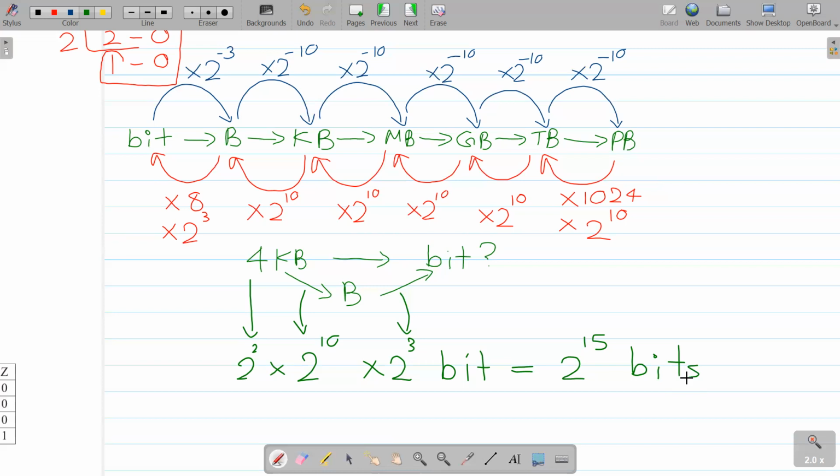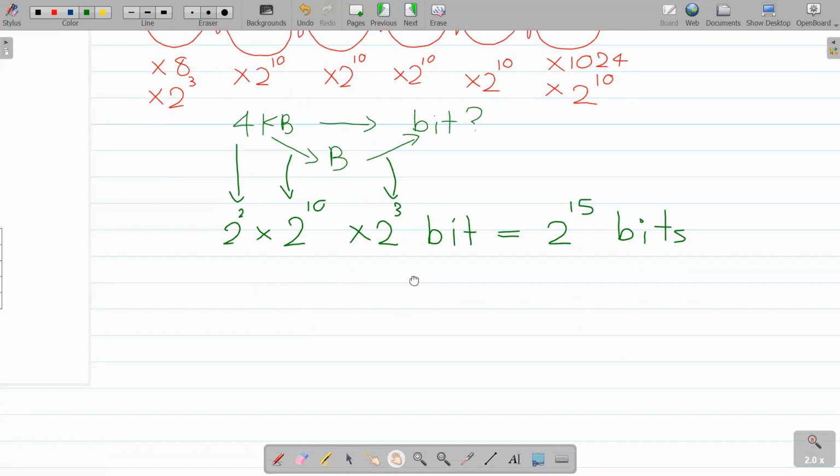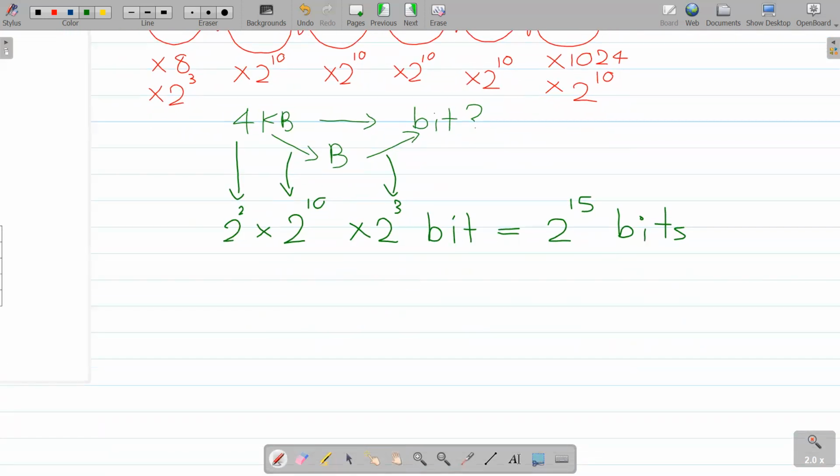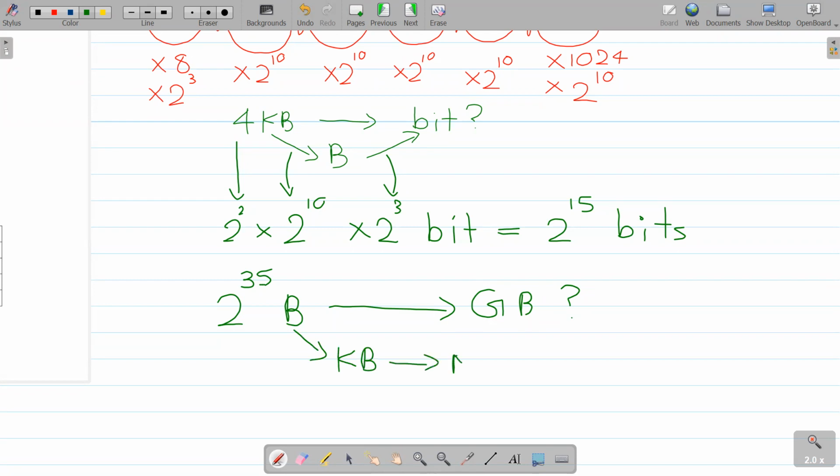Right? And if you are asked to convert the other way around, let's say you are asked to convert 2 to the power 35 bytes into gigabytes, from a smaller unit to a bigger unit. So what are you going to do? You're going to do the same. From byte, you have to come to the kilobyte. From kilobyte, you have to come to the megabyte. From megabyte, you have to go to the gigabyte.